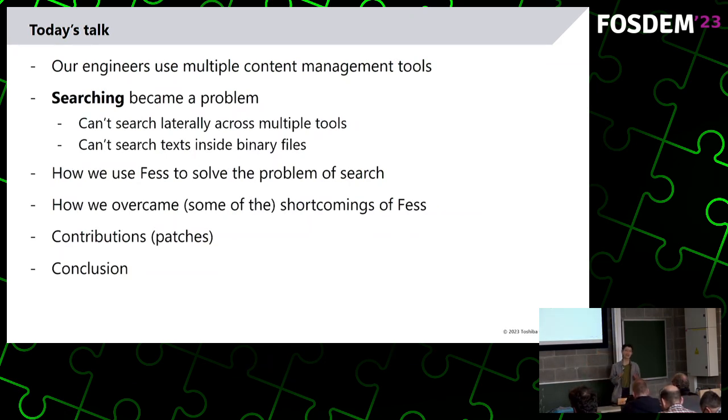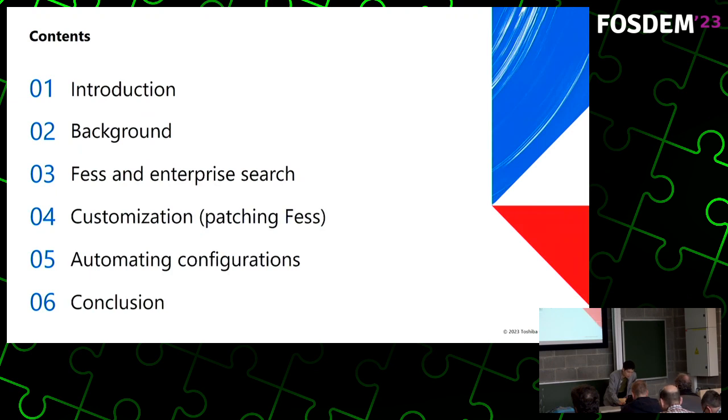So it all started with engineers using multiple content management tools. And I'm going to talk about how searching became a problem and how we use an OSS tool to address that problem, and the name of the tool is Fess, and how we overcame some of the problems with Fess. And I'm going to touch on the contribution side of the project, and I'm going to share some insights and observations. Okay. So here's the list of chapters, so let's go.